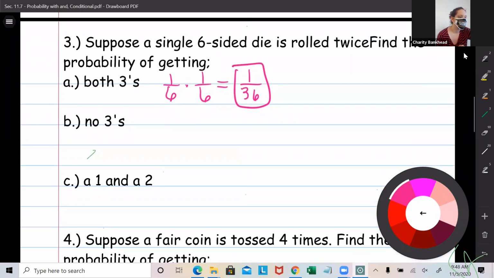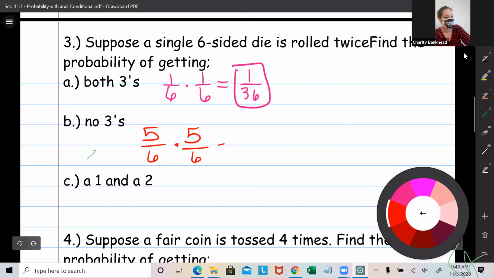Okay, and the probability of getting no 3s. The probability of not getting a 3 is 5 out of 6 times the probability of not getting a 3 again is 5 out of 6. So that equals 25 out of 36.